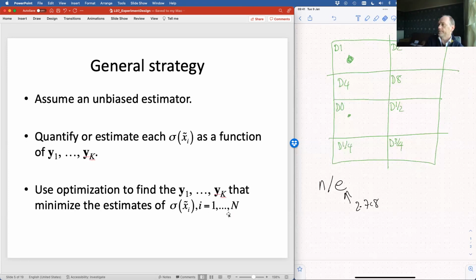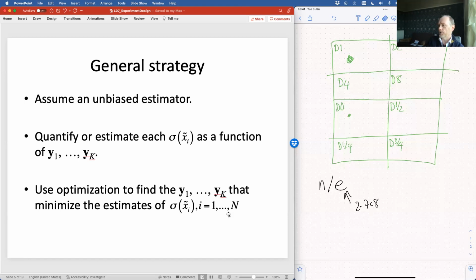So our sort of general strategy for this then is we will assume an unbiased estimator. I think that's reasonable to do here because the bias in an estimator isn't generally to do with the experiment design. It would be more to do with choosing the wrong noise model or objective function. So we'll assume that our estimates of model parameters are unbiased. So on average, over a large number of trials, we would average out to the correct answer.